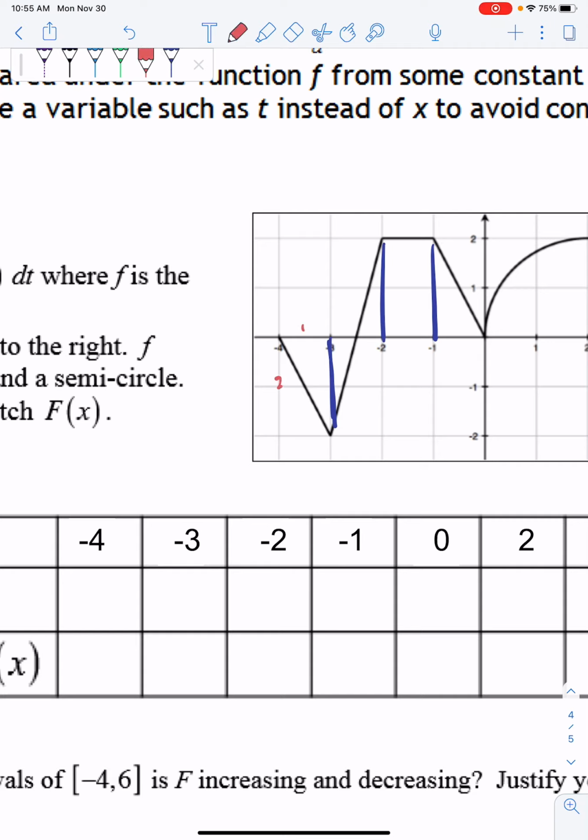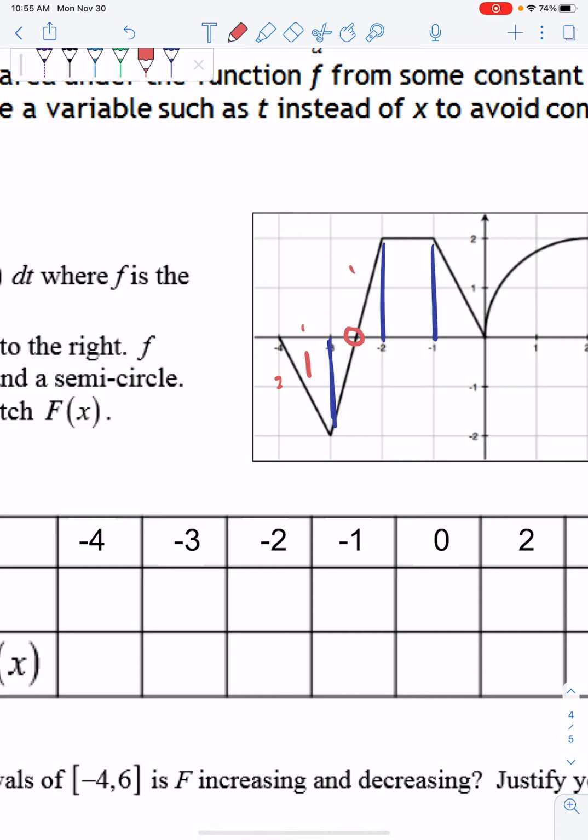So 1 times 2 is 2, divided by 2 is 1. So the area of that triangle is 1. Now the area of the next piece is a little bit interesting because my area over here on the left matches the area on the right, it looks like. And those are going to cancel each other out. So this area from -3 to -2, my total area is 0.